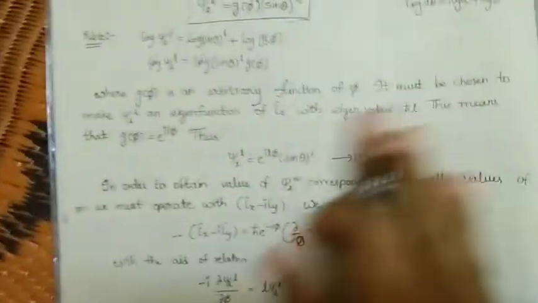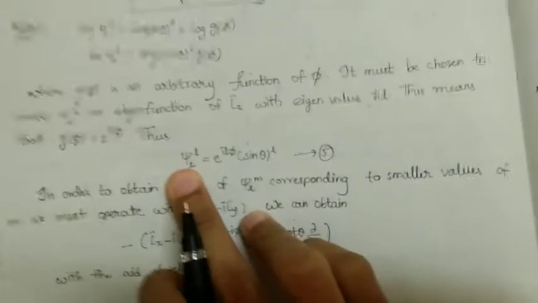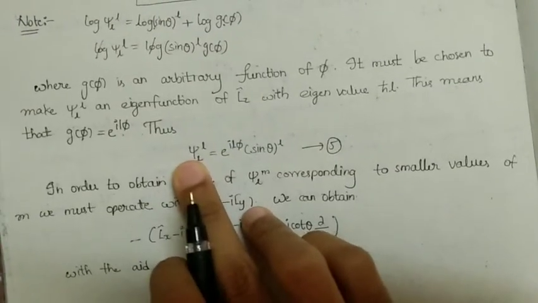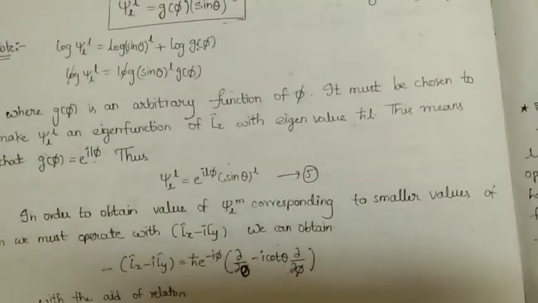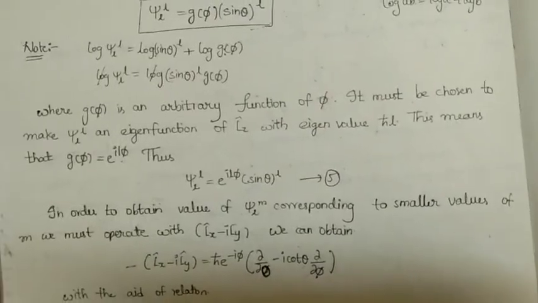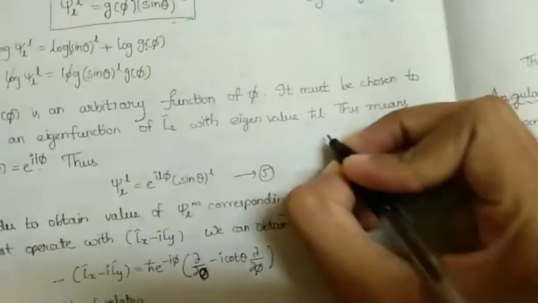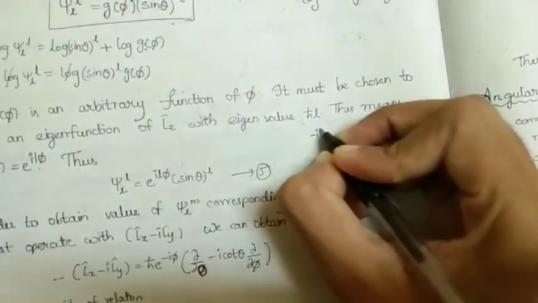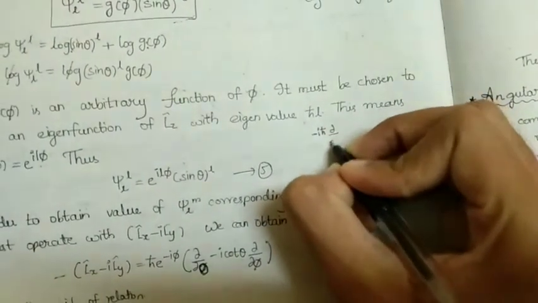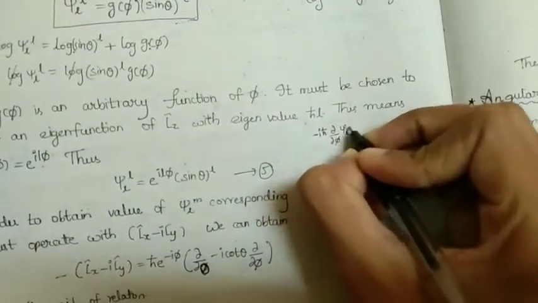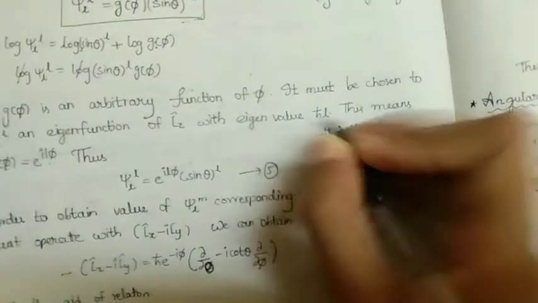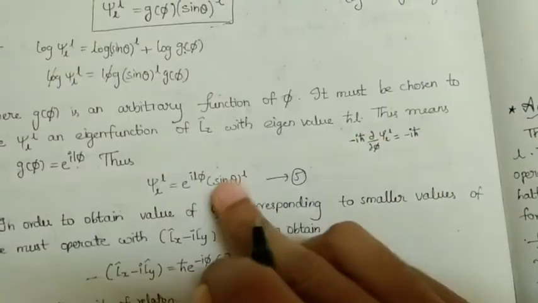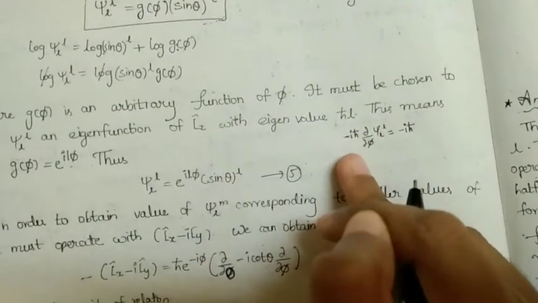Now if we operate this with the Lz operator, we would get l h cut times this eigenfunction. How? Lz is known as minus i h cut dou by dou phi. We operate that on psi l l, that is nothing but minus i h cut dou by dou phi of psi l l.